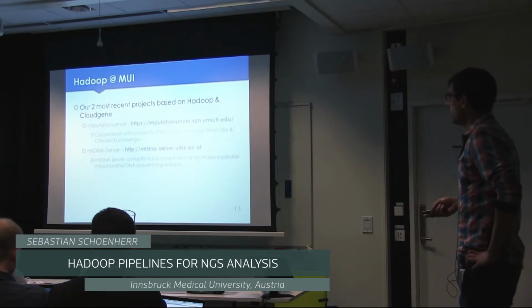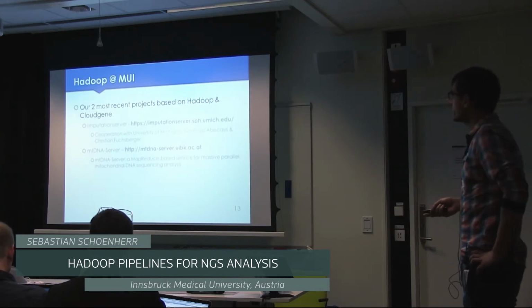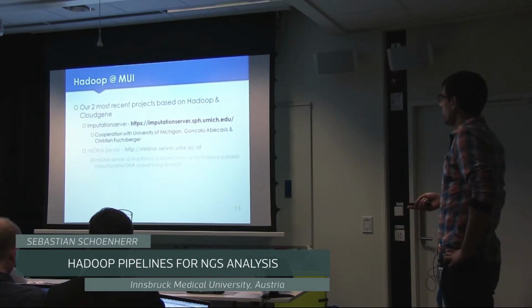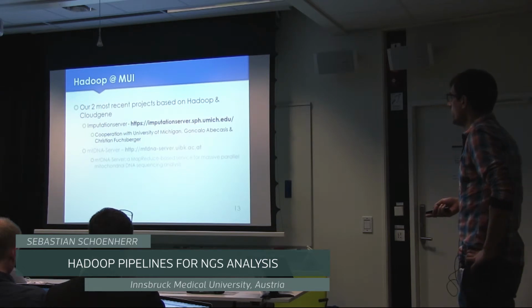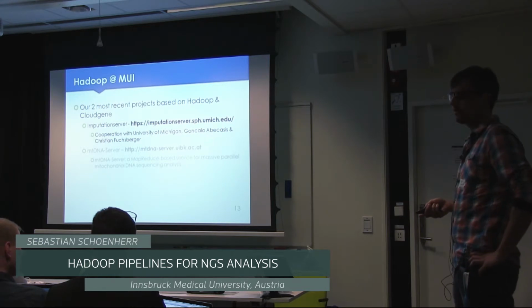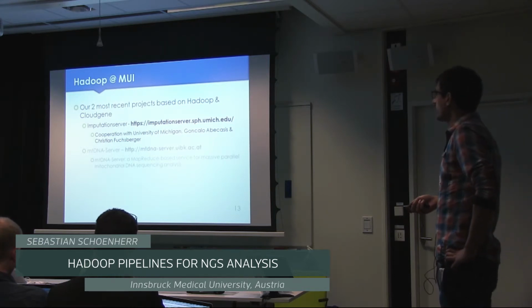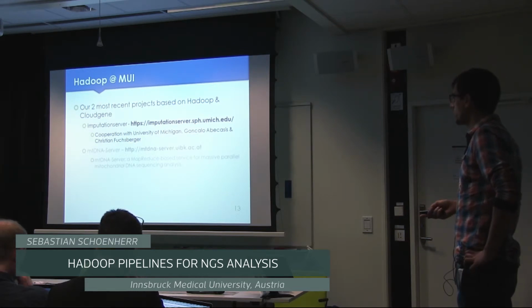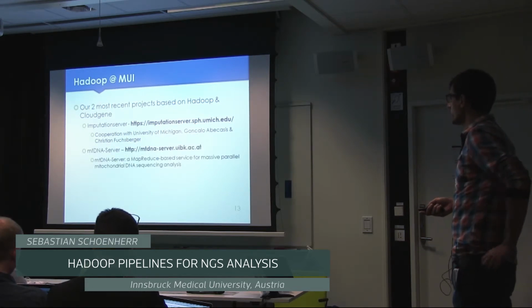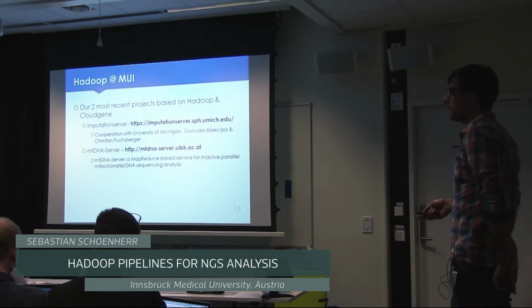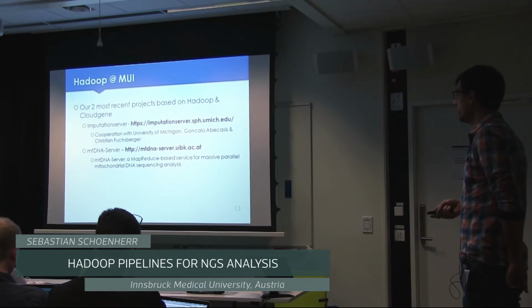A really interesting use case we developed in the last year is the imputation server. Maybe some of you know the imputation server. We have a cooperation with the University of Michigan, with Gonçalo Abecasis and Christian Fuchsberger. They asked us if we wanted to integrate their imputation pipeline into CloudGene. A second interesting project we have in Innsbruck is the mtDNA server. That's a complete MapReduce-based pipeline for analyzing mtDNA data.